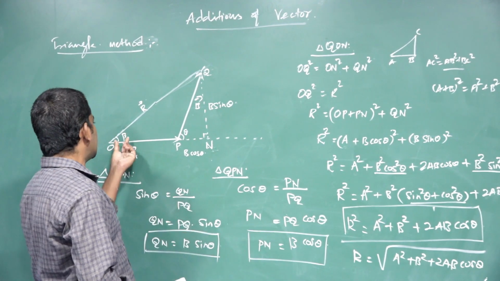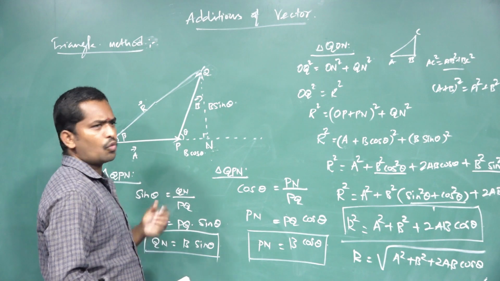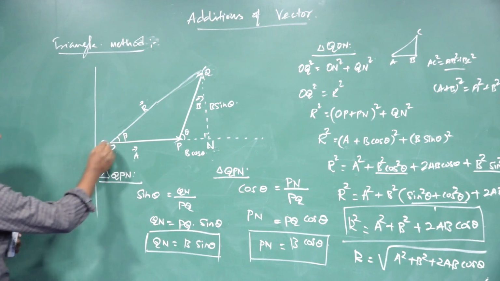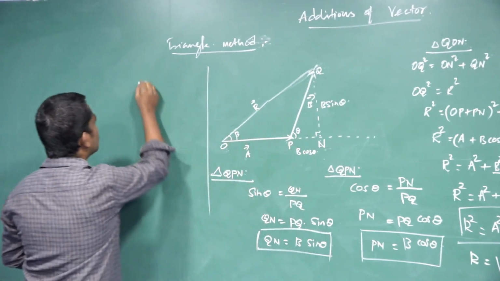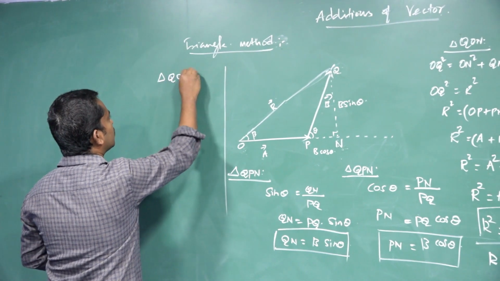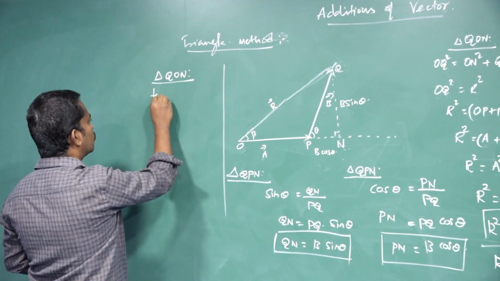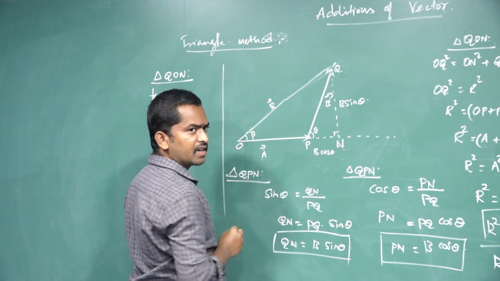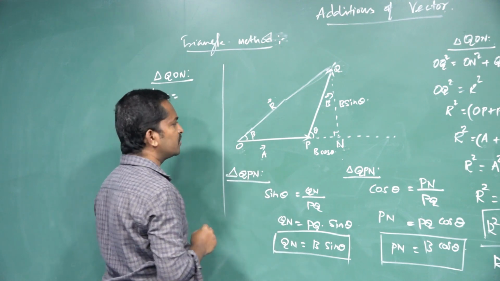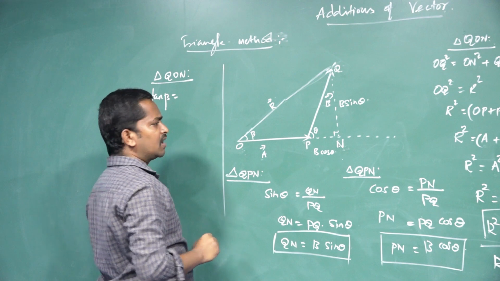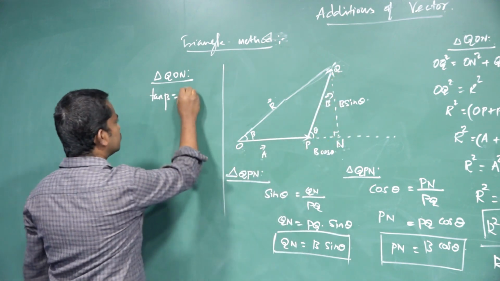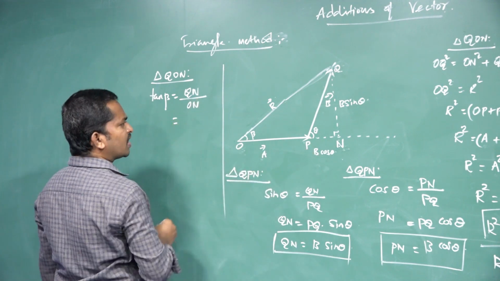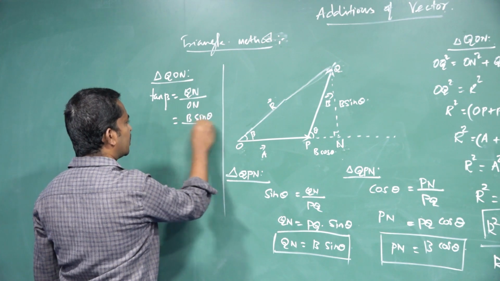I want to calculate this angle beta. What is the beta value? Take the same angle QON. Tan beta is equal to, you know well, what is meant by tan theta: opposite side divided by adjacent side. Opposite side QN divided by ON. QN is B sin theta, divided by ON.